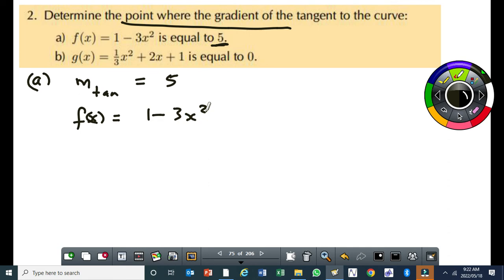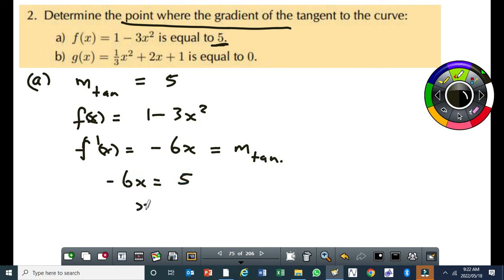That's a quadratic function. So we know that at the point of contact, the gradient of the tangent is equivalent to the gradient of the function. So we need to find f prime of x. And in this case, it will be minus 6x. Okay? This f prime of x is equivalent to m tangent, because the gradient of the tangent and the gradient of the curve are equivalent at the point of contact. So minus 6x would be equal to 5, so x would be minus 5 over 6.